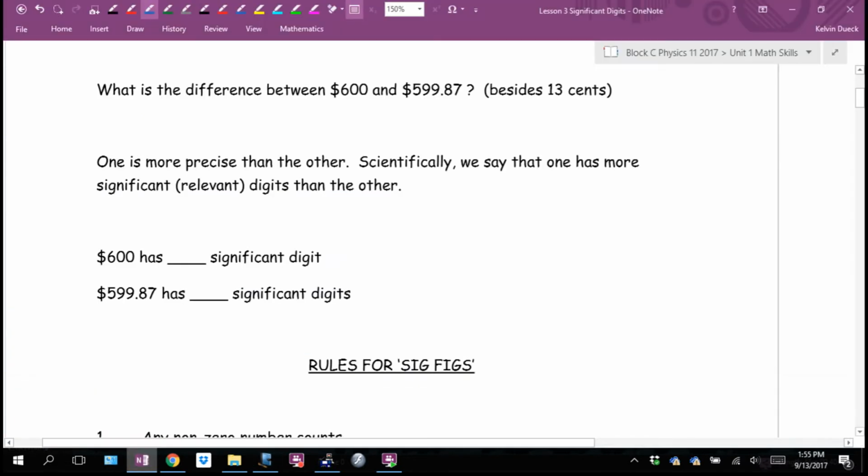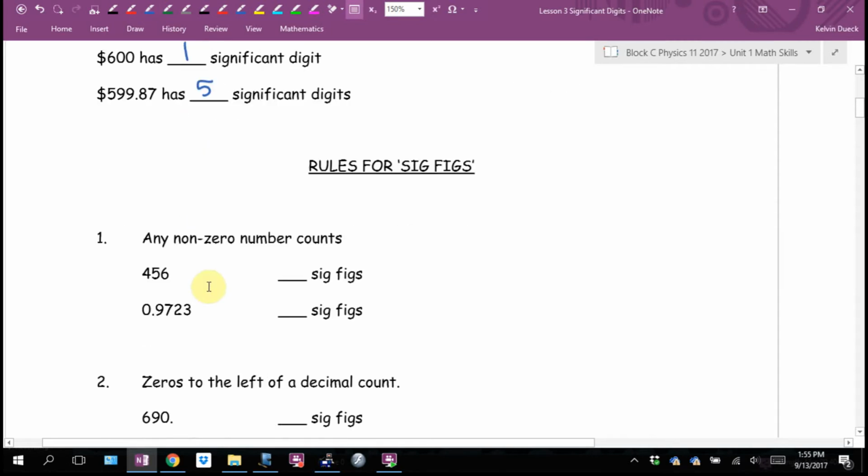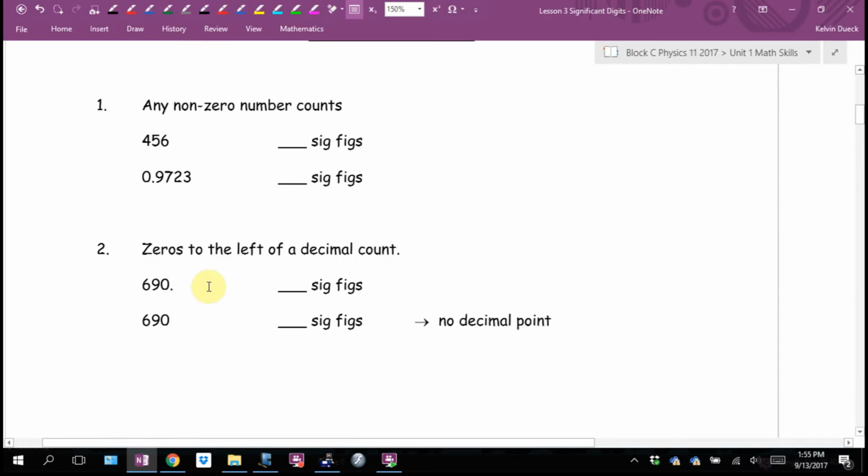Here's how you explain in English. Pick your pencils up. First of all, 600, how many sig figs? 1. 599.87, how many sig figs? 5. So here are the rules. Any non-zero digit counts. 456, how many sig figs? 3. 0.9723, how many sig figs? 4. Zeros to the left of a decimal count. So 690, since there is a decimal there, how many sig figs? Not 2, 3.